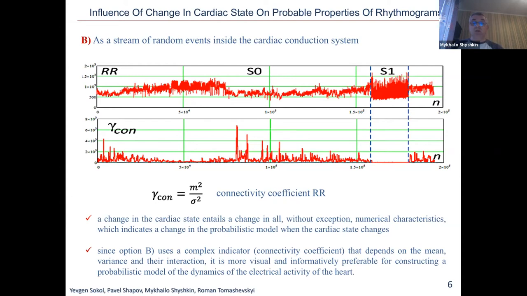Figures 5 and 6 illustrate the significant variability of the used numerical characteristics when changing the cardiac state. It should be noted that such variability has important diagnostic properties: a change in cardiac state entails a change in all, without exception, numerical characteristics, which indicates a change in the probabilistic model when the cardiac state changes. And then option B, which uses a complex indicator like the connectivity coefficient that depends on the mean, variance and their interaction, is more visual and informatively preferable for constructing a probabilistic model of the dynamics of electrical activity of the heart.